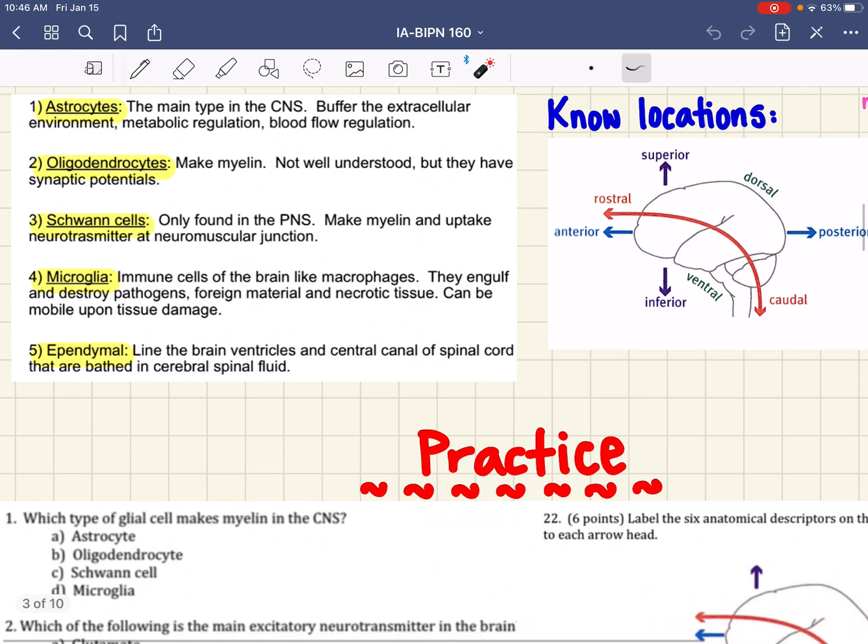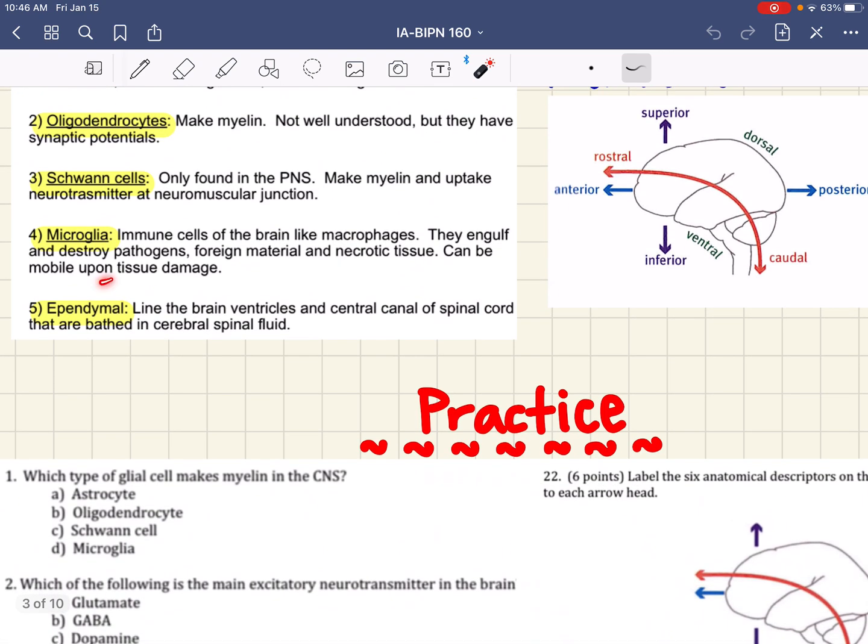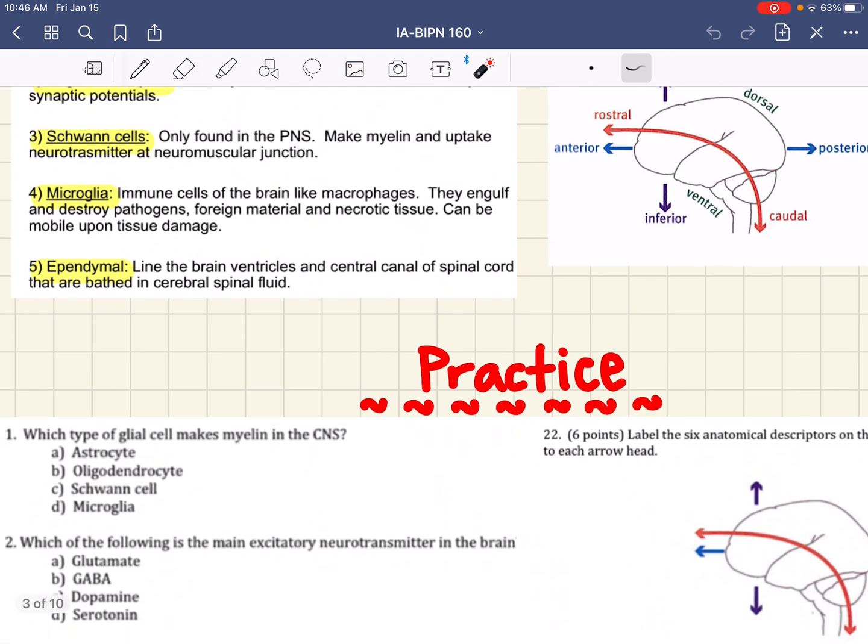Okay. Microglia are the glial cells that have immune system properties. So they are macrophages that flow in the brain and the central nervous system. They engulf and destroy pathogens, foreign material, tissue that has died and doesn't need to be there anymore. And they are also very mobile, and they can go to different places in the tissue that has had damage.